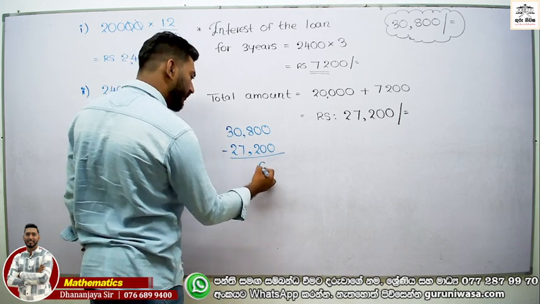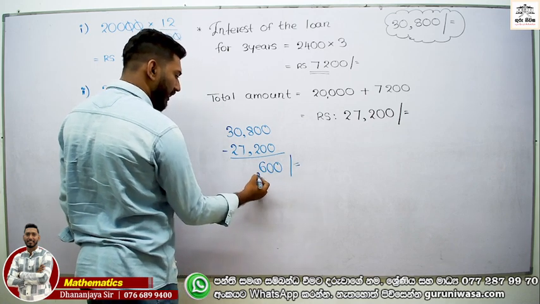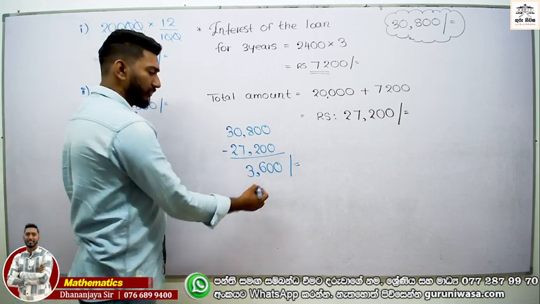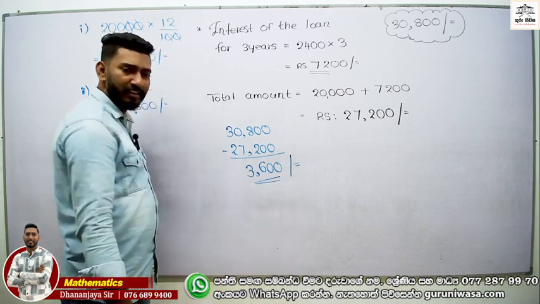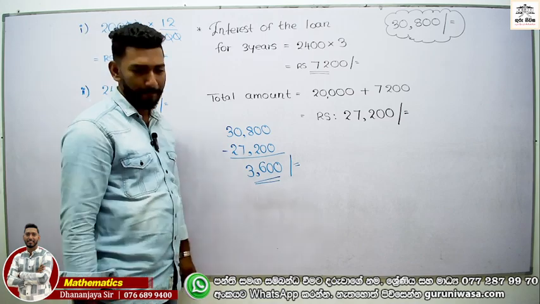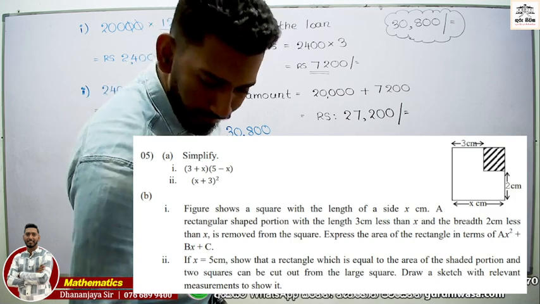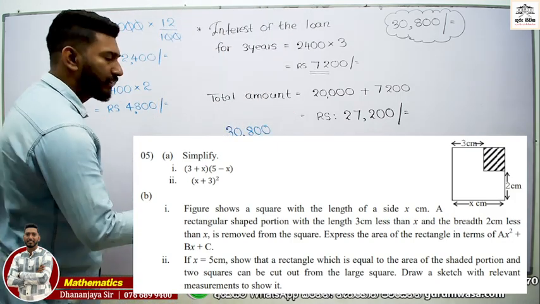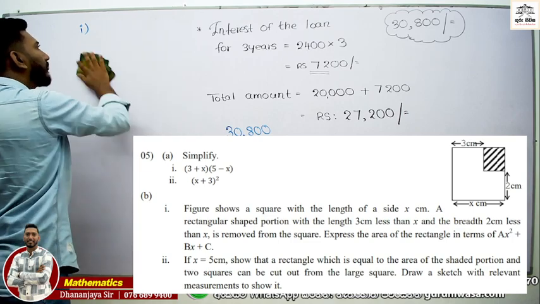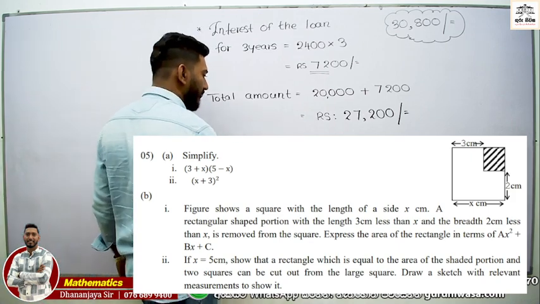Now this one should be 600. Yes or no? And this was 3,000. 3,600. Got it? Yes, sir. Okay. Now we are going to the next part.